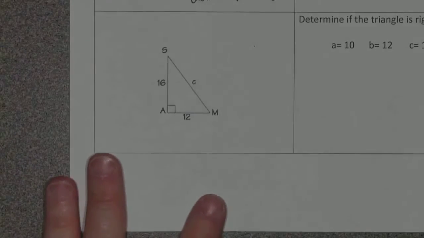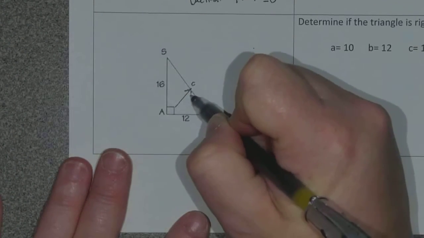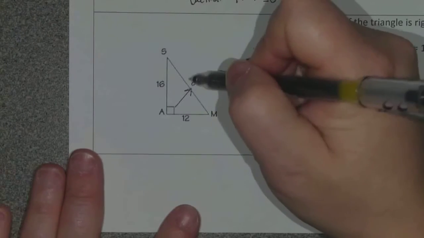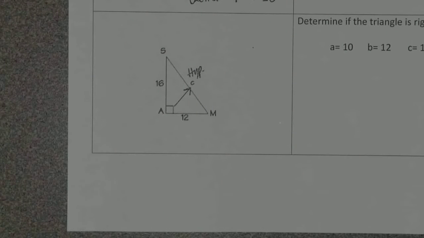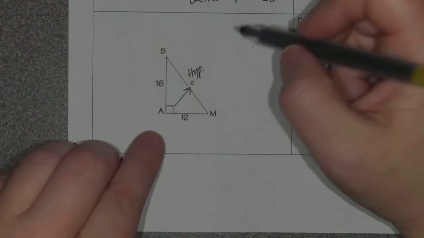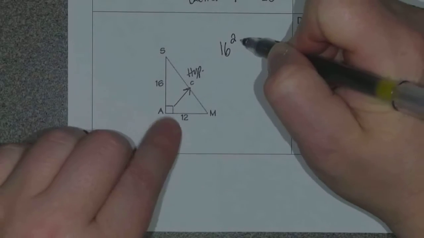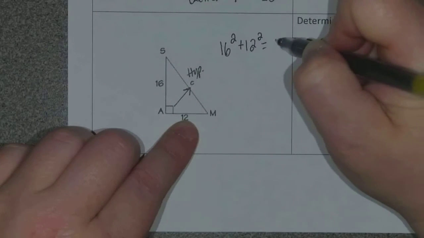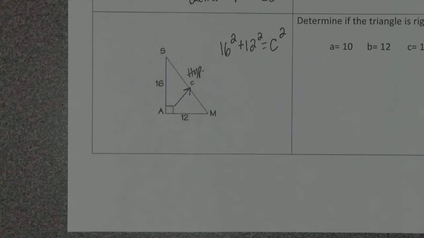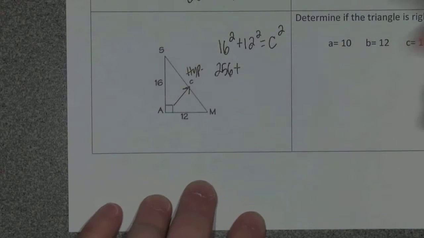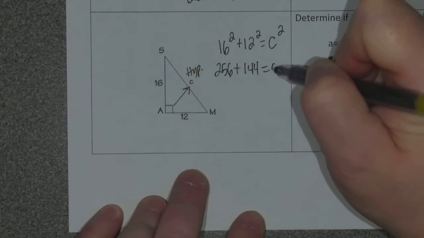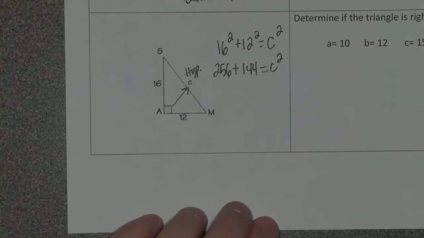Okay, one more time. I know my C value is missing, right? This is my hypotenuse. So I'm going to plug in an A and a B. It doesn't matter which one's A. It doesn't matter which one's B. So just grab them and plug them in. So 16 squared plus 12 squared equals C squared. And then we're just going to do the arithmetic to solve this. 16 squared is 256. 12 squared, 144. Add those together for me.